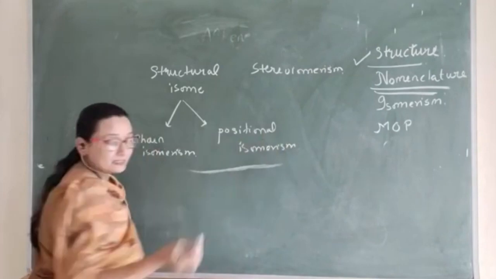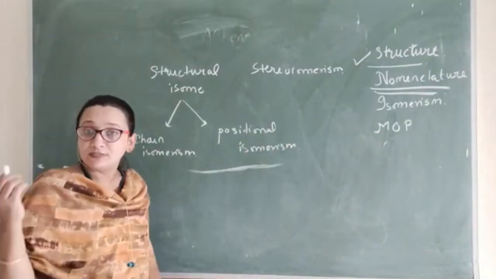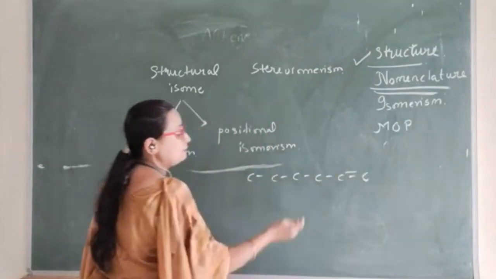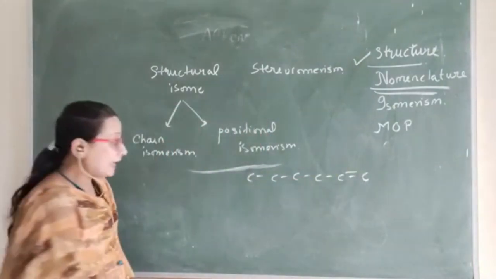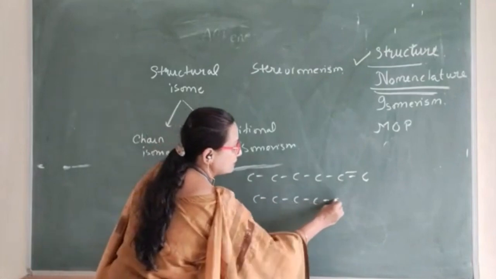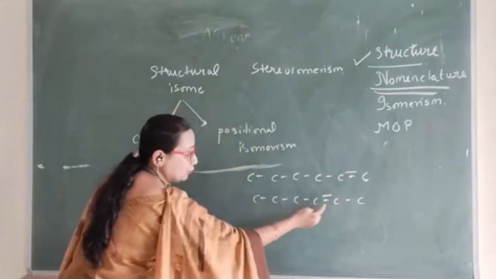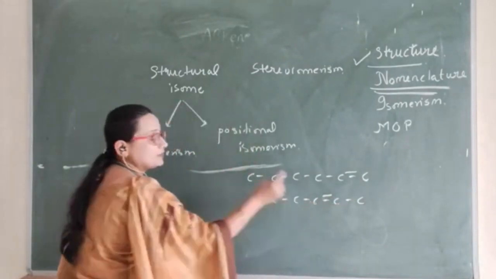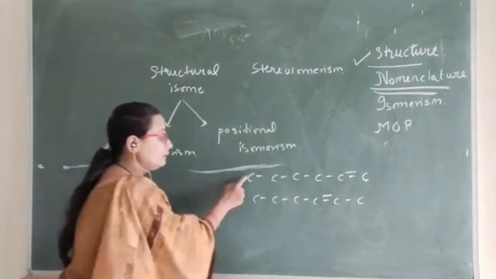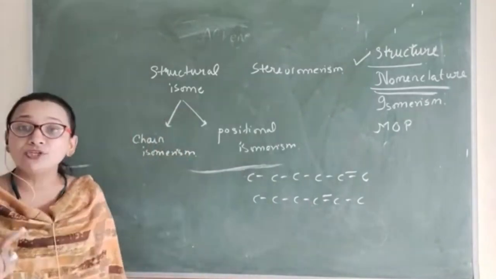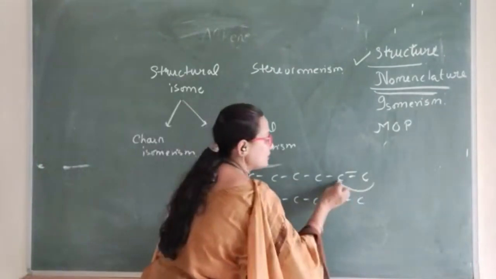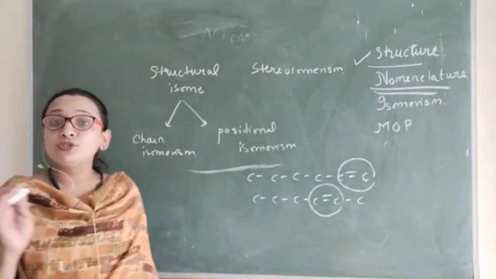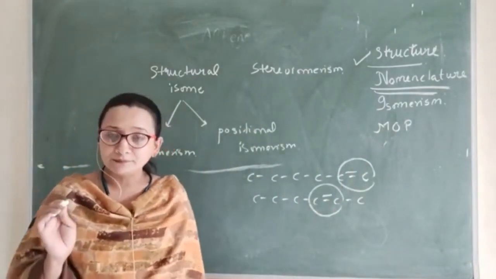Now what are these? For example, if I have 1-hexene, I can write an isomeric form, 2-hexene, with the double bond at the second position. They are positional isomers, with respect to the position of the functional group. One is between 1 and 2, the other between 2 and 3.